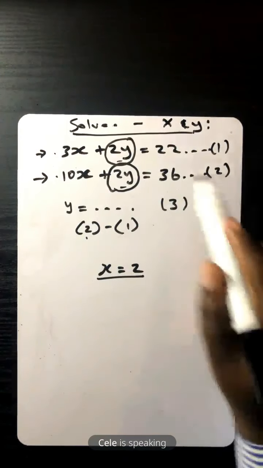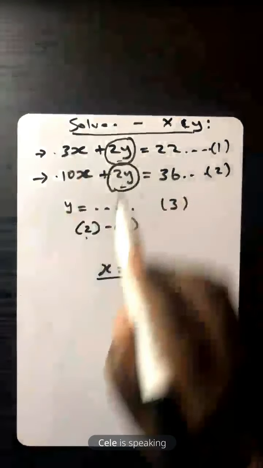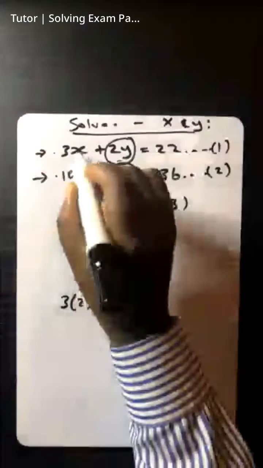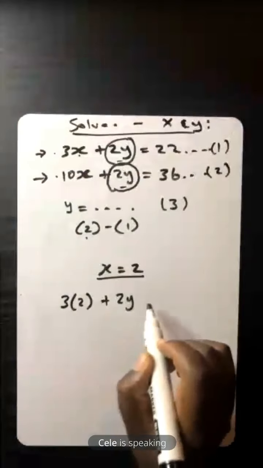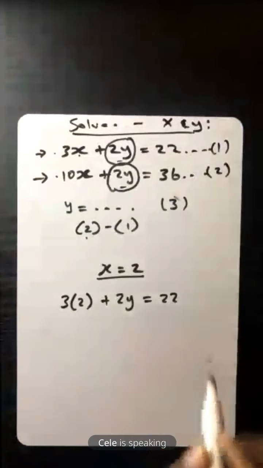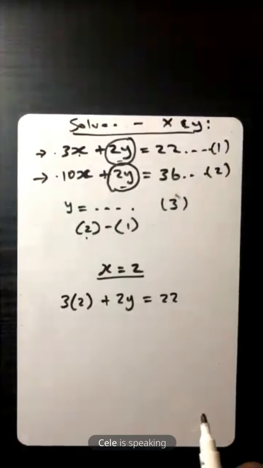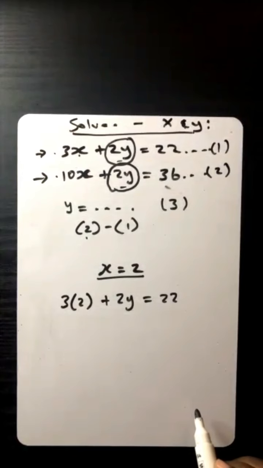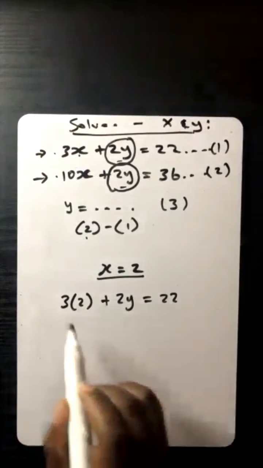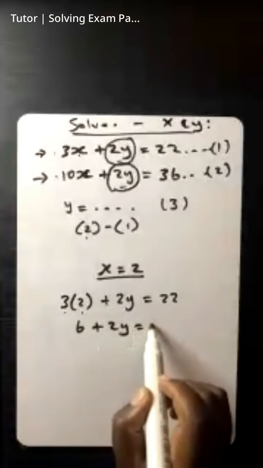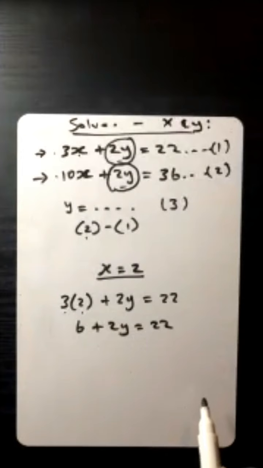Okay, let me choose number 1, which means we've got 3 into 2. Where I see x, I substitute that 2. So, Shreyas, this is where I need you. I need you on this one. So that times that. What is that times that? Obviously, it's 6 plus 2y. It's equals to 22.